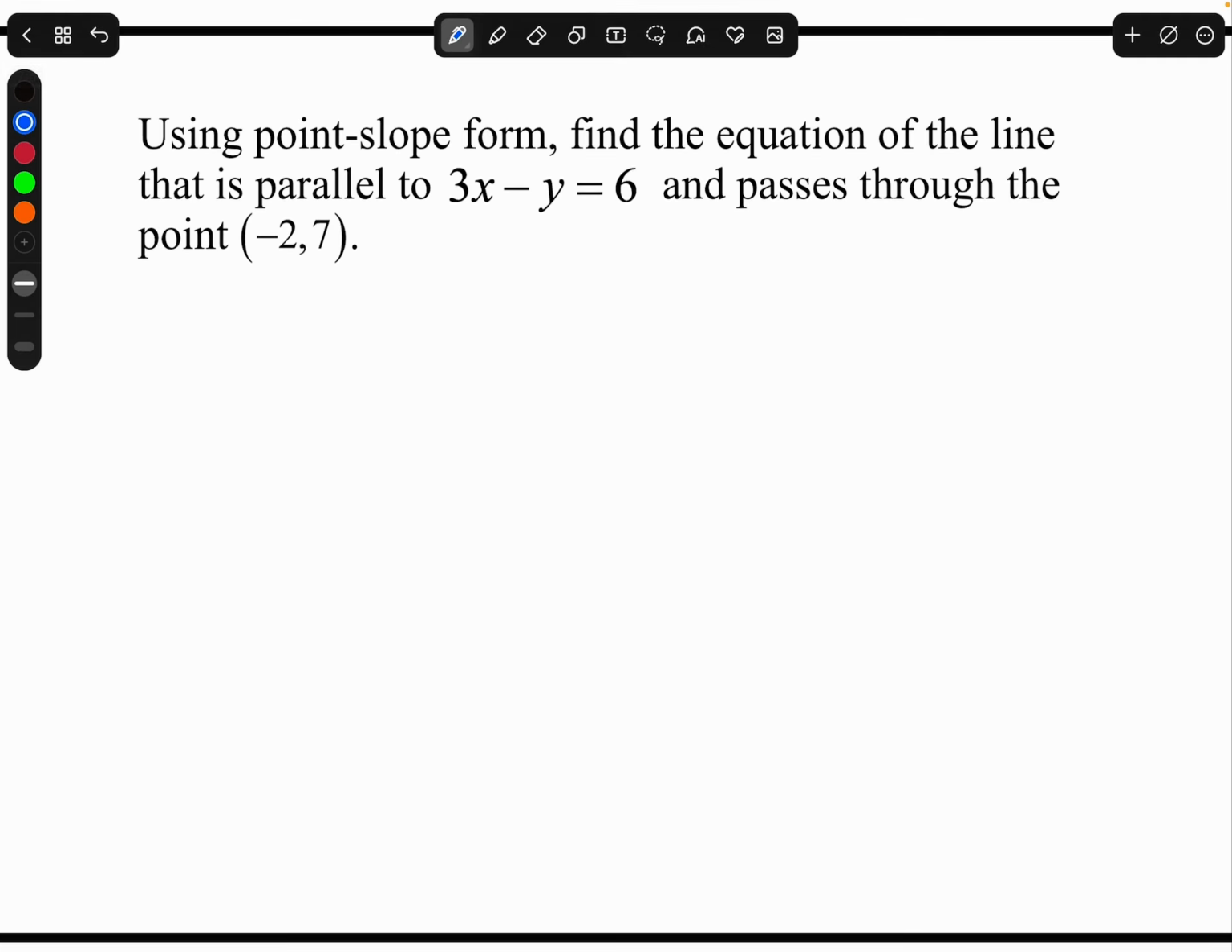All right, almost done. So using point slope form, find the equation of the line that is parallel to 3x minus y equals 6 and passes through the point (-2, 7).